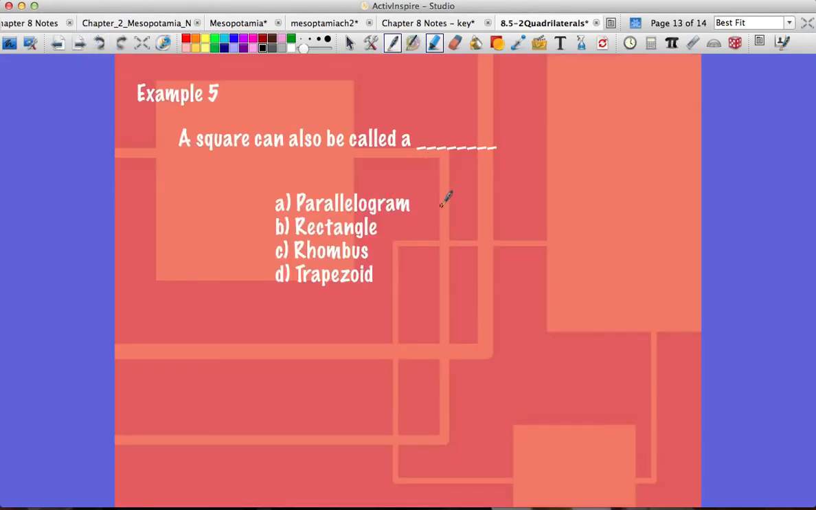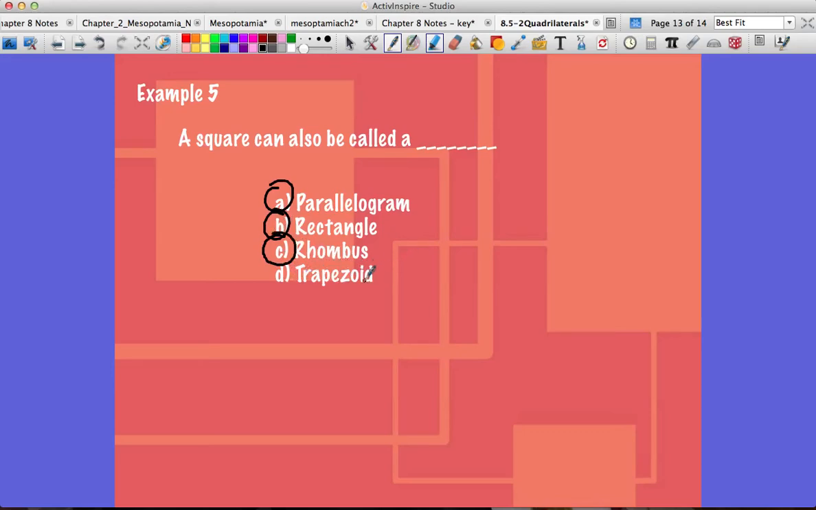A square can also be called a, can it be called a parallelogram? Yes, it can. We discussed this before. It has two sets of parallel sides, two sets of congruent sides, and two sets of congruent angles. So yes, it can be called a parallelogram. Can it be called a rectangle? Yes, it is a parallelogram with four 90-degree angles, so it can be called a rectangle. Can it be called a rhombus? Yes, a rhombus is a parallelogram with four congruent sides, and a square does have four congruent sides, so it is also a rhombus.